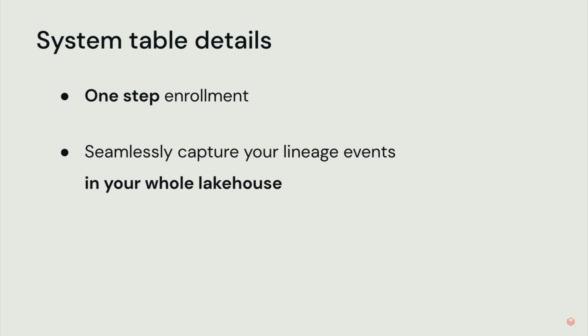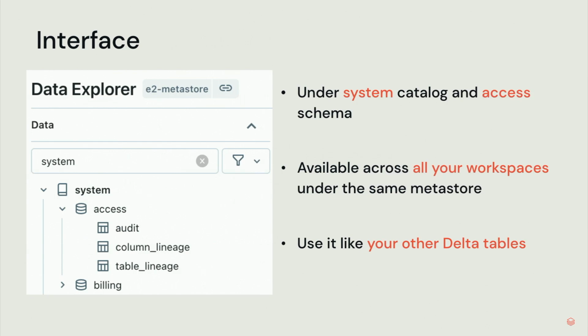And it is designed for ease of use. It is one-step enrollment. And once you enroll it, it will seamlessly capture all your lineage events under the whole lakehouse, with zero maintenance effort. The interface is also super simple. Under the system catalog and access schema, the column lineage and the table lineage will be there. And it is consistent and available across all your workspaces under the same metastore. And you can just use it as a normal Delta table.